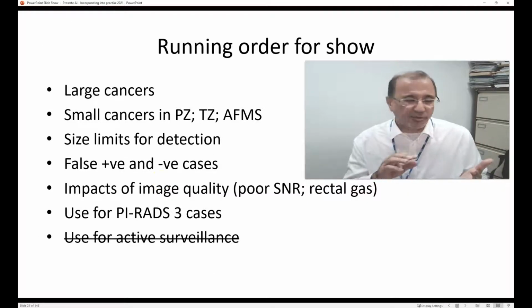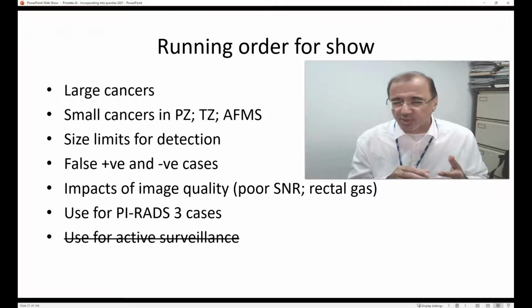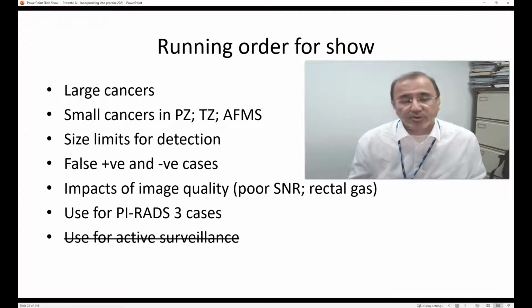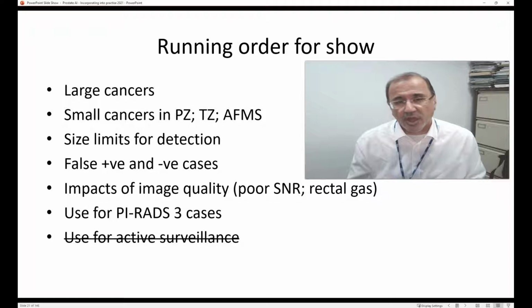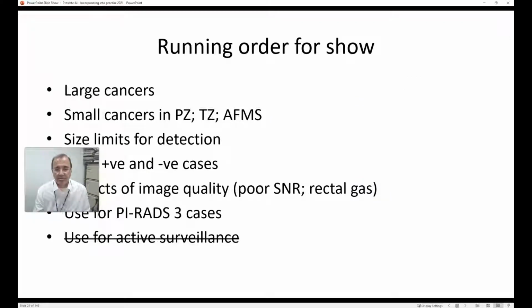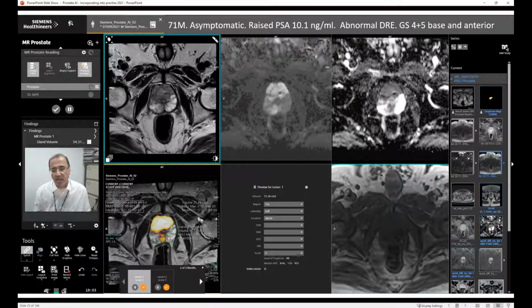We'll start off with a few large cancers, then a few small ones, and then discuss size limitations. I'll show you some false positive and false negative cases. I'll discuss the impacts of image quality and its use for PIRADS 3 cases, but we won't be discussing active surveillance. So here's a man with a large cancer.